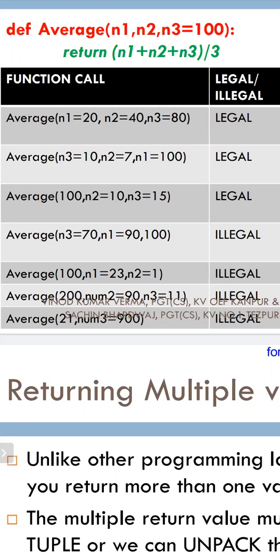Very good. And the third one, you can see, 100 comma n2 equal to. Yes, of course, these 3 variable arguments are called keyword arguments or named arguments. Here you can see the third one, 100 comma n2 equal to 10, n3 equal to 15. Is it legal?